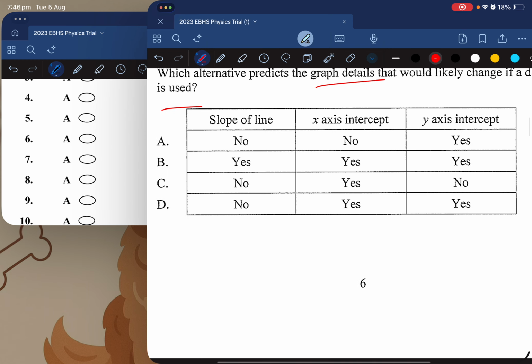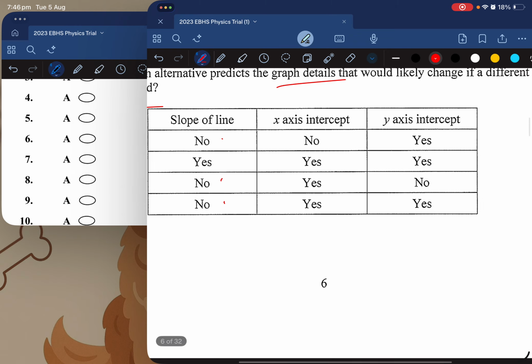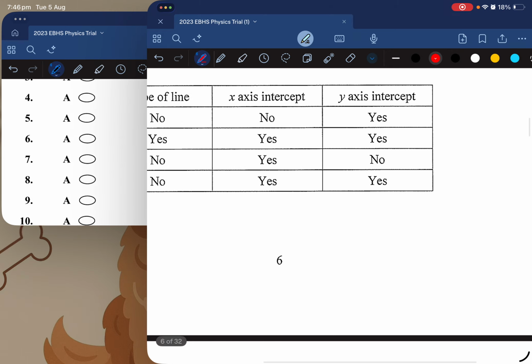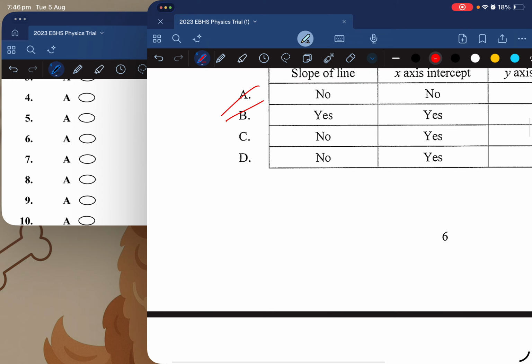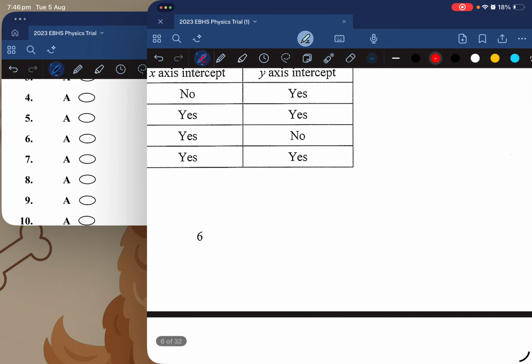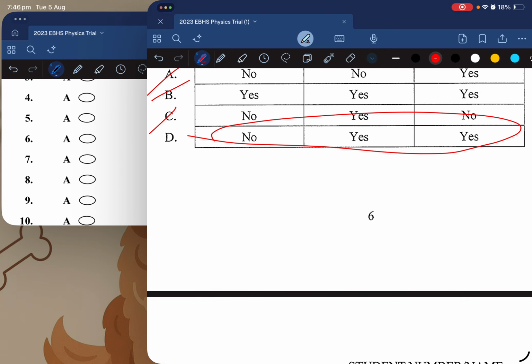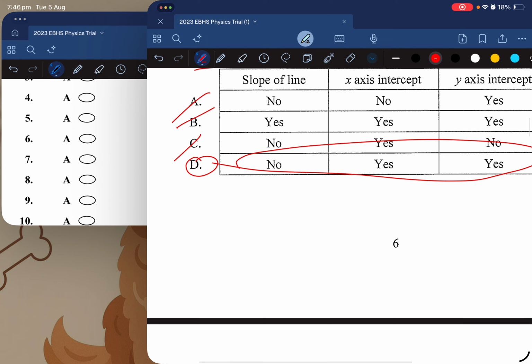So look, the slope of the line, well, is it the slope of the line? Well, look, slope of the line is no, right? So it's probably not going to be this. Like, why is there 3 no's? The chances are it's just that one singular yes is a no, because there's so many no's. It has to be the no. Okay, now we continue reading. Yes, no, it's not going to be that. And then yes, no, yes. Well, obviously not going to be that. So then we're left with this. No, yes, yes. And that is our answer, D.